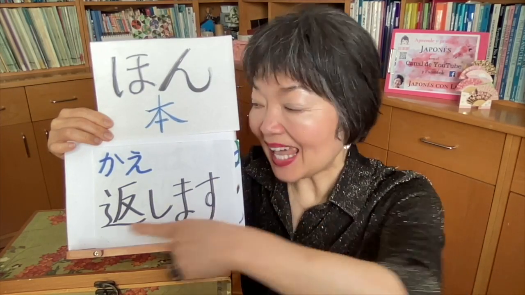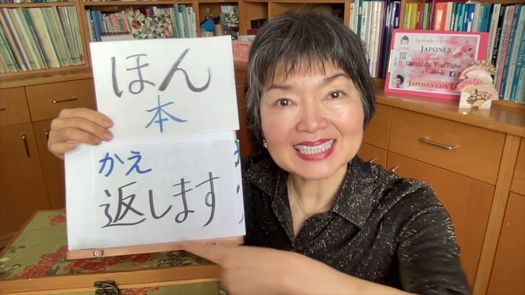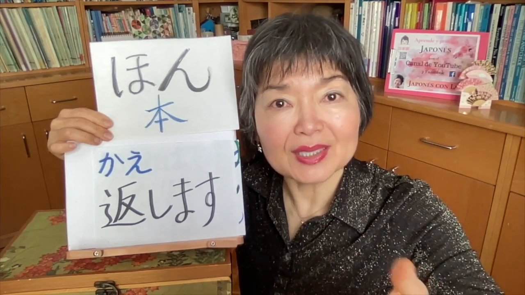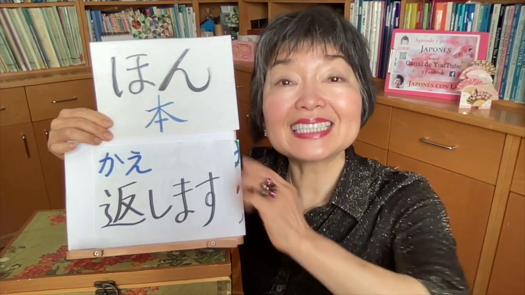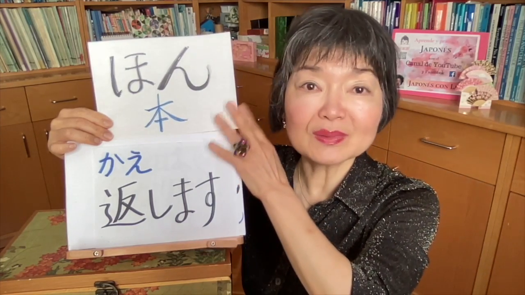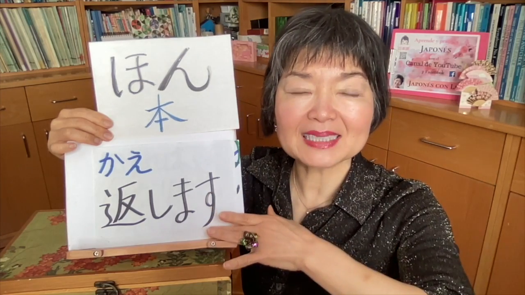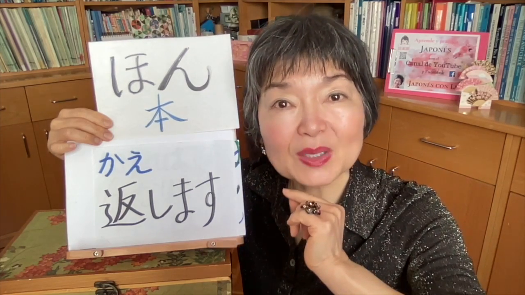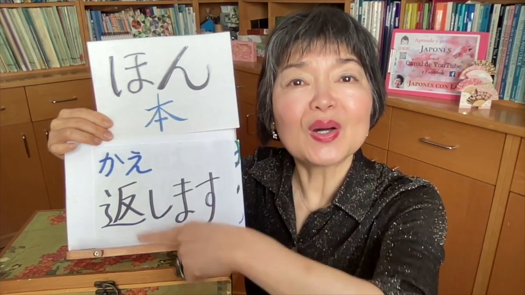The verb to return, to get back: 返します. What do you get back? What do you return? In this case, the book. So 本. And in Japanese, for the direct object, we need the particle を. 本を返します. I get back a book.